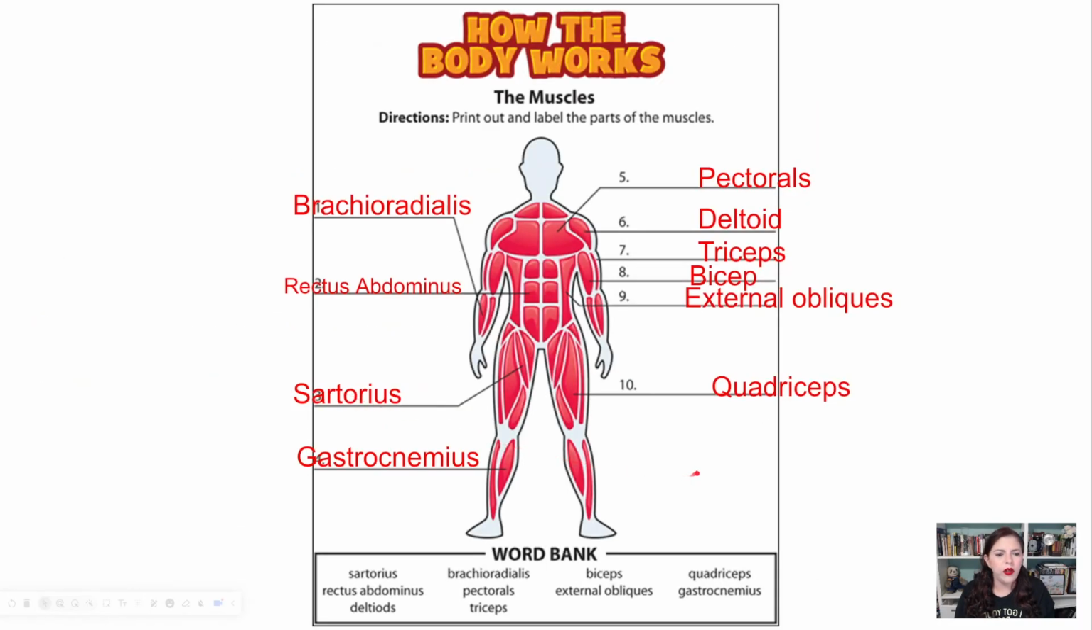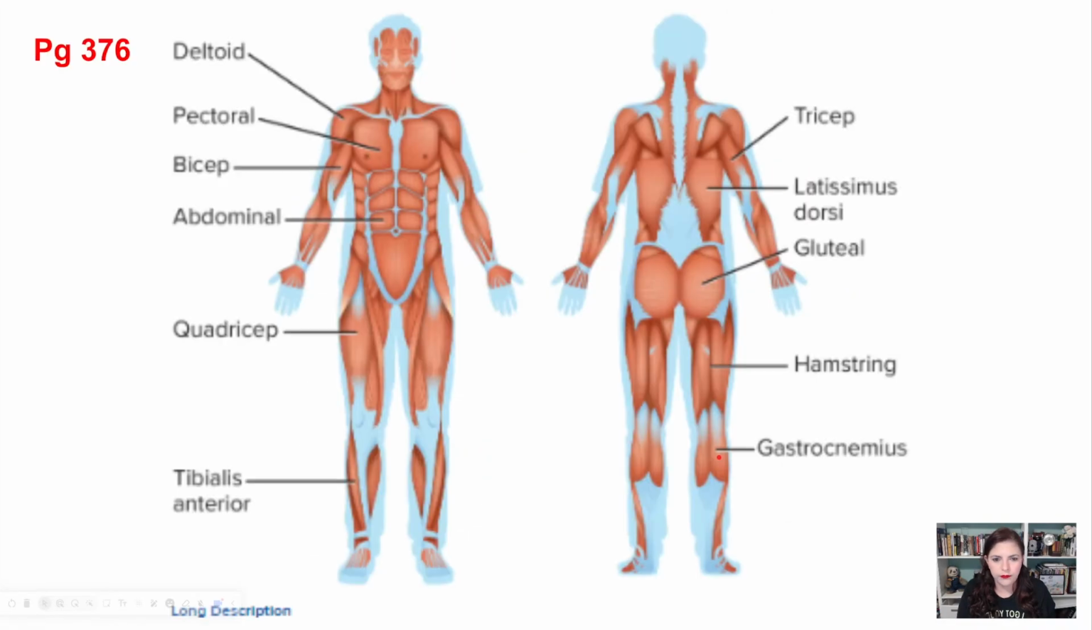Here are a few of the muscles labeled. You do not have to memorize these, but do know that there are different muscles you probably have heard of, like the bicep and the tricep and the quadriceps, and different muscles that you have that do different jobs. Here is the same thing, and this is the picture that you have in your textbook.